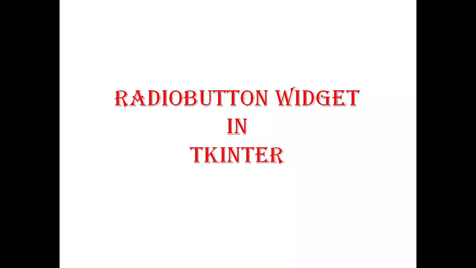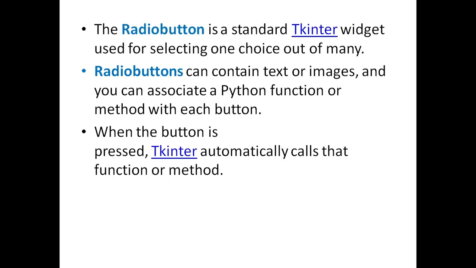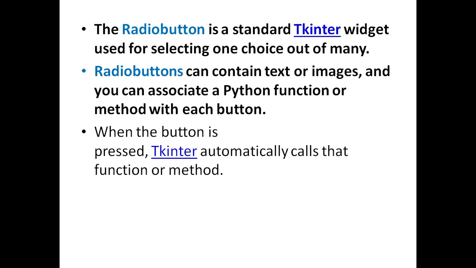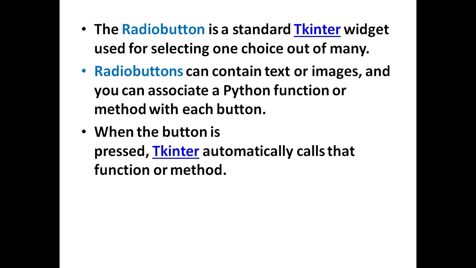Here we will see the RadioButton widget in Tkinter. A RadioButton is a standard Tkinter widget which is used for selecting one choice out of many. A RadioButton can contain text or images, and you can associate a Python function or method with each button. When the button is pressed, Tkinter automatically calls that function or method which is associated with it.